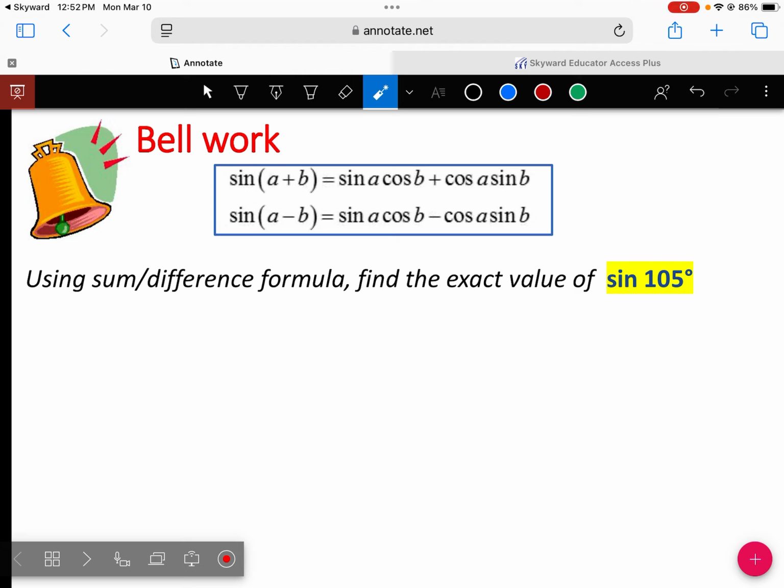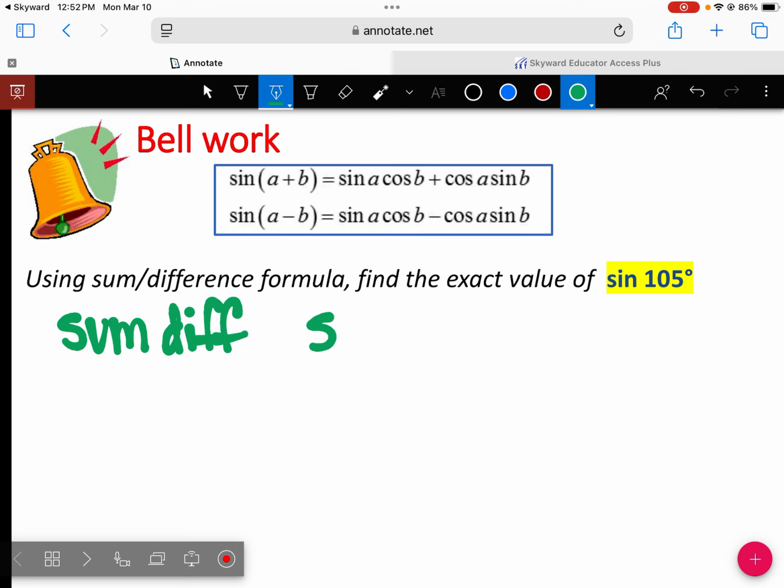So how do you want to get to 105, Jaden? 135 and 30. So we're going to subtract. Okay. So we're going to do the sum difference. And we're going to do the sine of 135 minus 30. Now, if somebody was thinking, well, no, I was going to do 60 and 45 and add them, same thing. You get the same answer. But the first person said subtract, so that's what we're going to use.